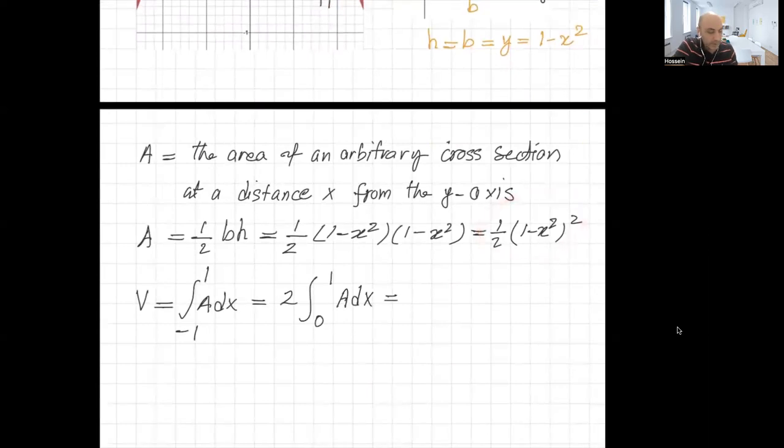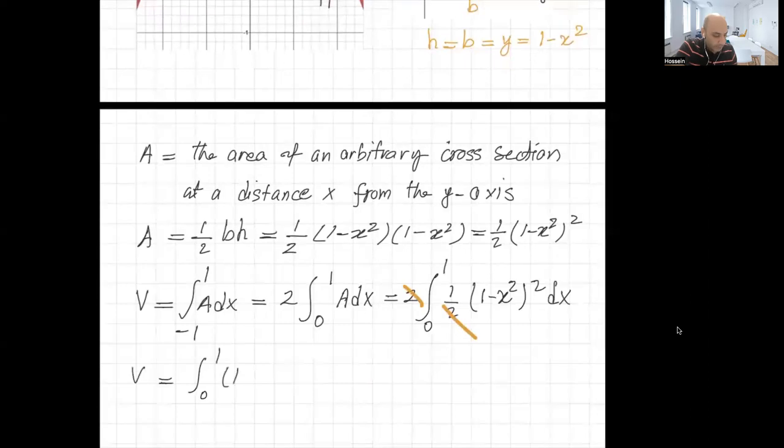And then if I replace a with this equation up here, I'm going to have 2 times 1/2 times (1 minus x squared) dx. And then these 2 outside and this 1/2 cancel out. And so I'm going to have V is equal to the integral from 0 to 1 of (1 minus x squared) dx. I think I forgot to put the limits here, 0 and 1.